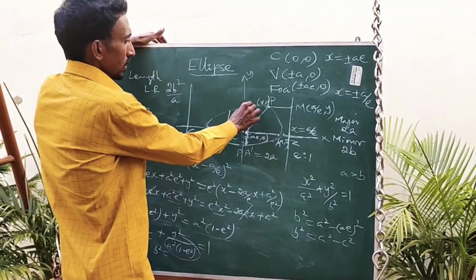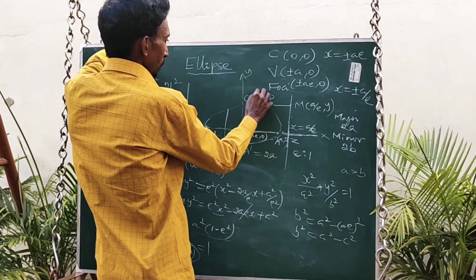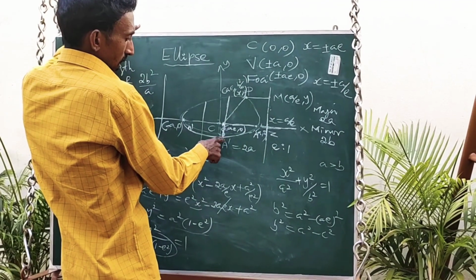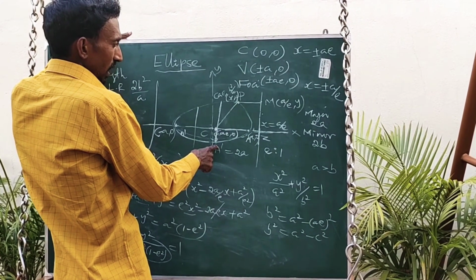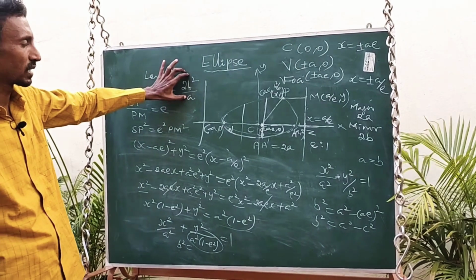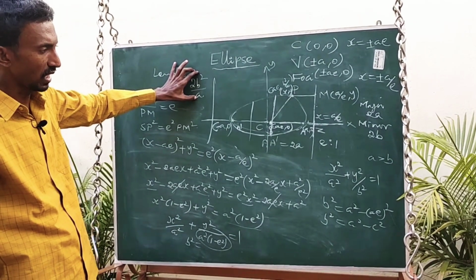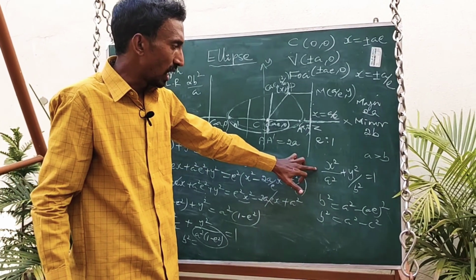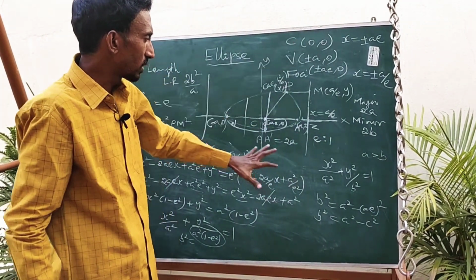This point is (ae, b square by a), and this is (ae, minus b square by a). So the distance between the two is 2b square by a. It is given as a separate example. Just refer to it and clear your doubts. So this is the first type of ellipse and its major points.